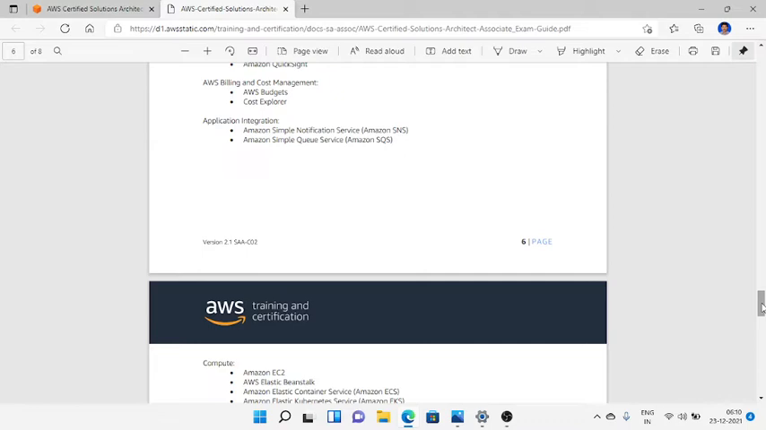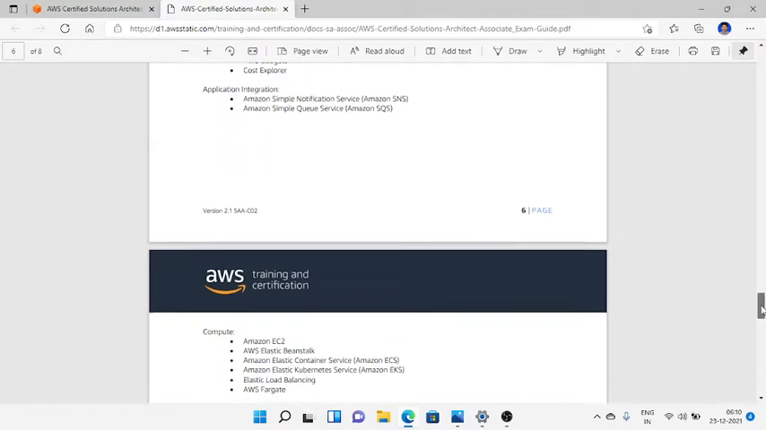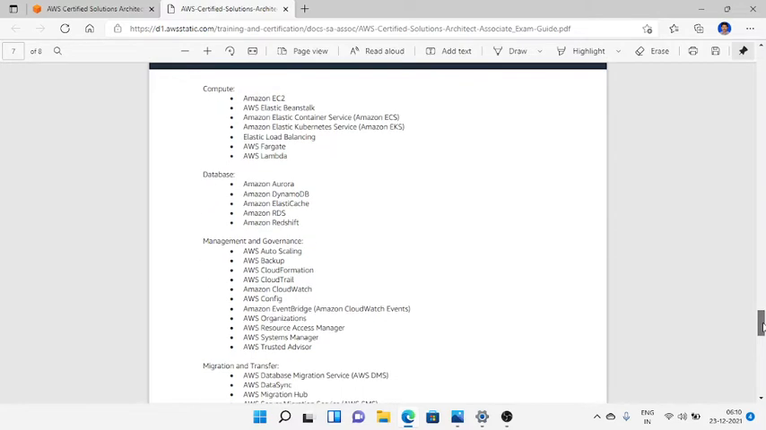So these are the major topics to be understood, and individually one domain or section. The different topics here are in compute: Amazon EC2, then AWS Elastic Beanstalk, AWS Elastic Container Service, that is Amazon ECS, Amazon Elastic Kubernetes Service, Amazon EKS, Elastic Load Balancing, AWS Fargate, AWS Lambda. These all come under the compute.